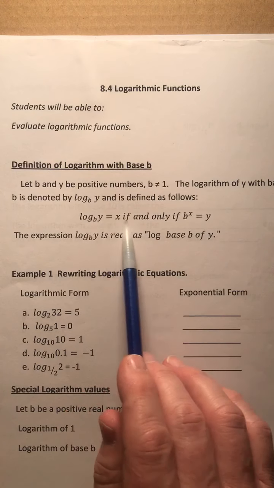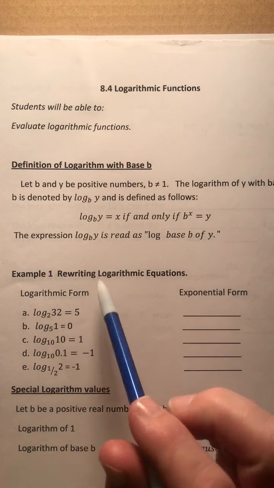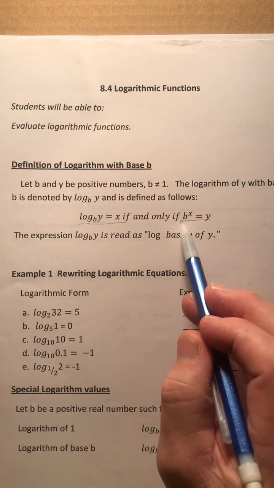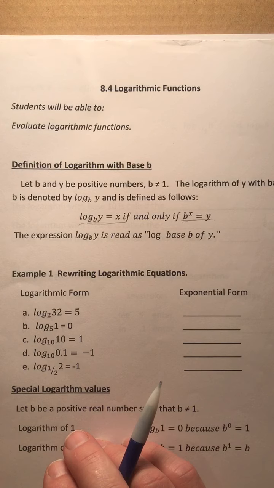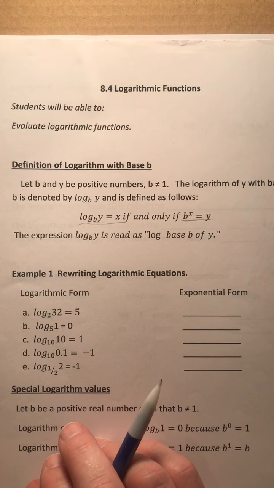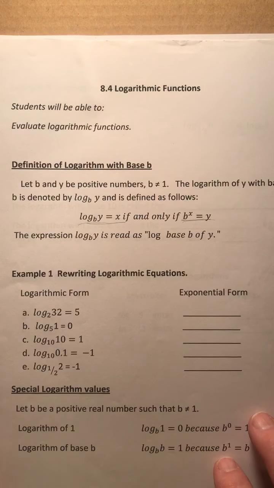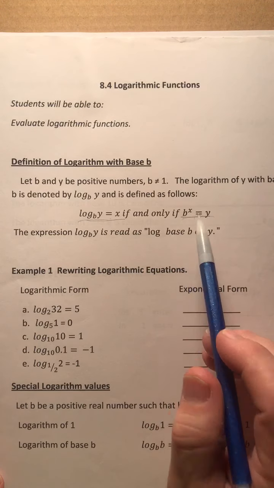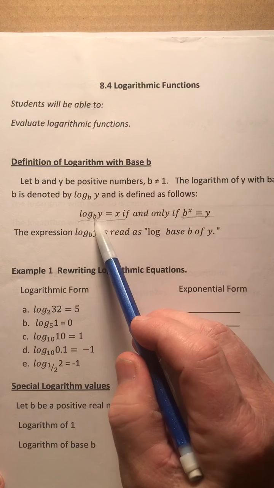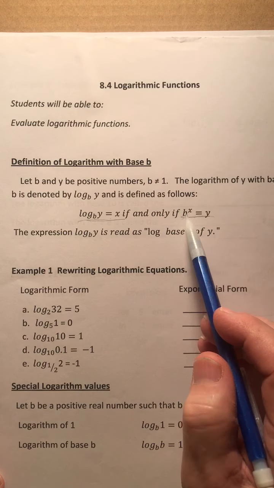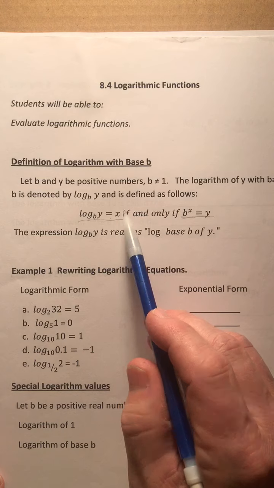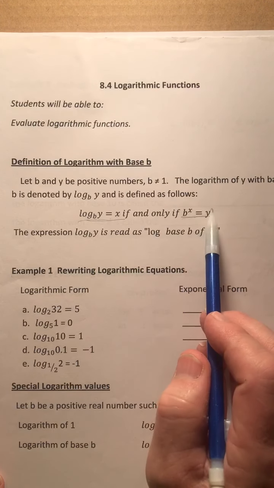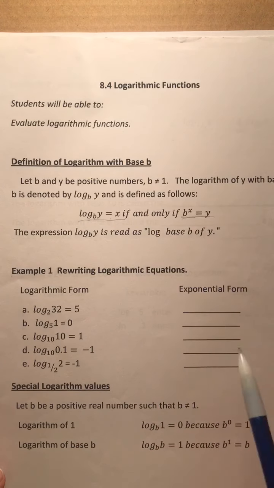So this statement works both ways. We can write it in log form, or you can write it in exponential form. They mean the same exact thing. So that's what we're going to do first. We're going to take log functions and rewrite them in exponential form. Just remember the base of the log is the base of the exponent. What's on the other side of the equal sign is your exponent, and then what you're taking the log of is on the other side of the equal sign.